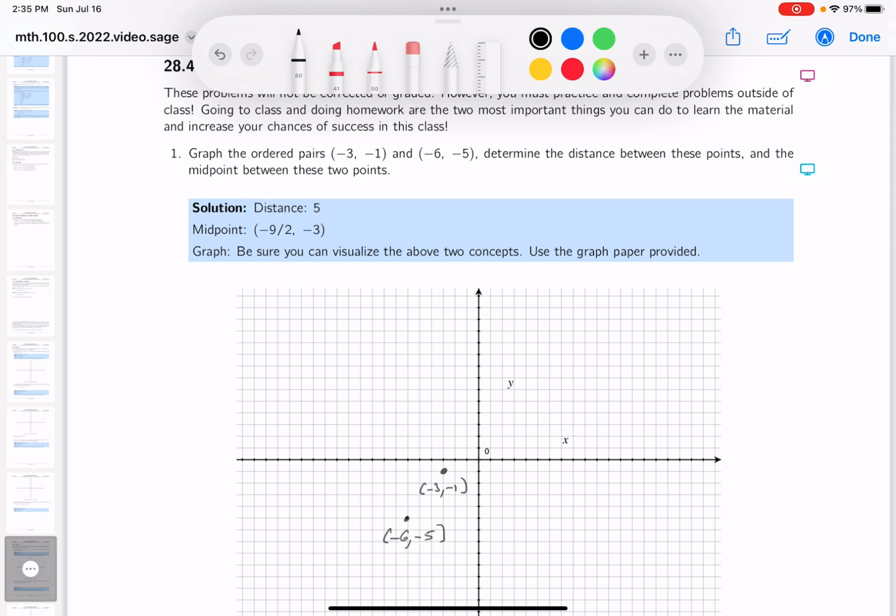Let's just check. I'm going to look at that again. 1, 2, 3, 4, 5, 6. Yeah. And then let's take a look at 1, 2, 3, 4, 5. Yeah, it looks okay. So it says determine the distance between the points. I'm going to use a different color now. You could do a right triangle if you want. Put that in, especially if you're using graph paper.